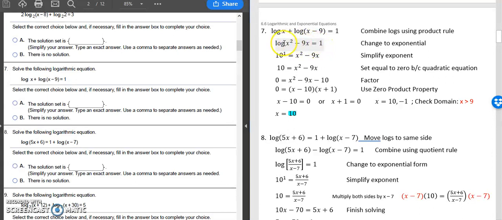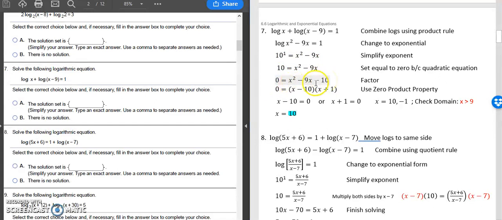Remember, when you have the common log, that the base is 10. So we're going to do 10 raised to the first power when we change it to an exponential equation, and that will equal our argument, which is x squared minus 9x. So we'll be left with 10 equals x squared minus 9x. Again, we want to set it equal to 0 because we have a quadratic equation here. So we'll subtract 10 from both sides, and then we'll have 0 equals x squared minus 9x minus 10.